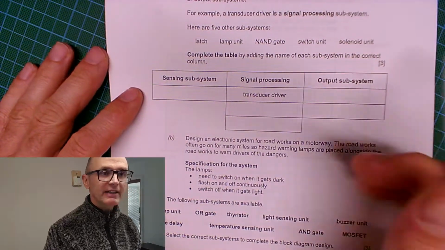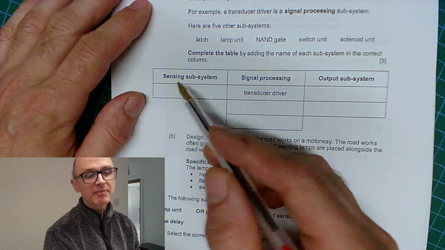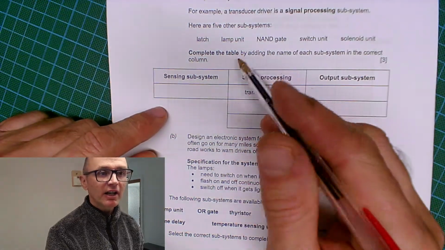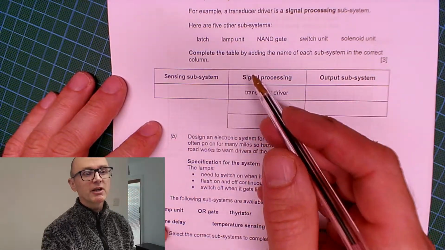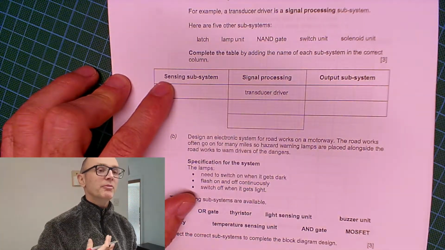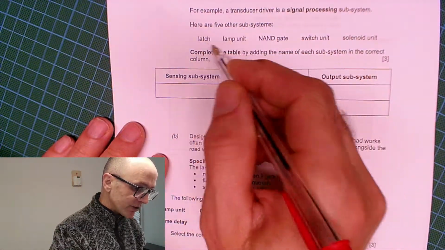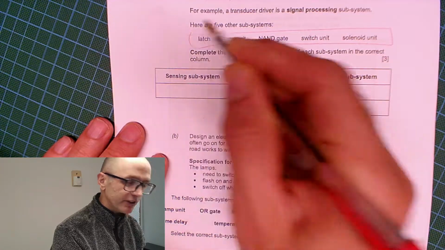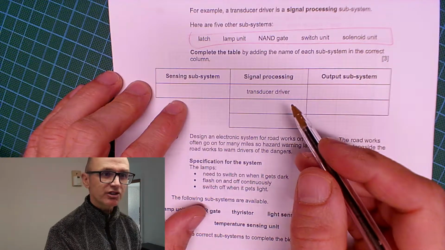In this paper they call them sensing subsystems, so sensing, that's input, it senses. And then process and then output. So not very different, just be familiar with that. Sometimes I might call them input, here it might be called sensing. So we've got some subsystems and they're expecting you to fill out a table with them. So let's look for some easy ones to start off with.